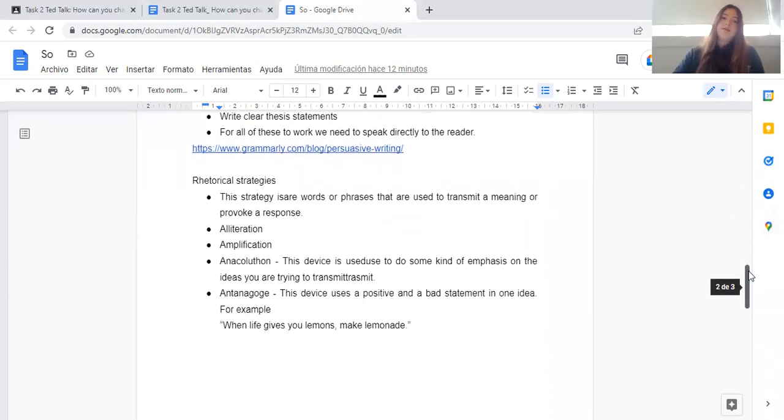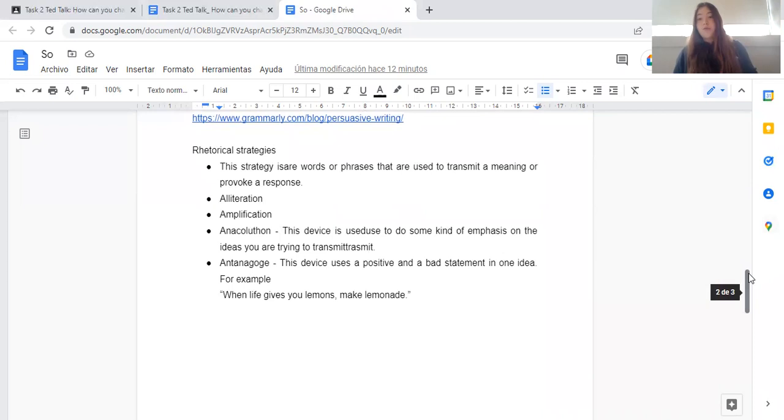Later on, I looked at some of the rhetorical strategies. This strategy is made of words or phrases that are used to transmit a meaning or provoke a response. Some of them are the alliteration, the amplification, and the anacoluthon. The anacoluthon is a device that is used to put emphasis on the ideas you are trying to transmit to the world or to the reader.